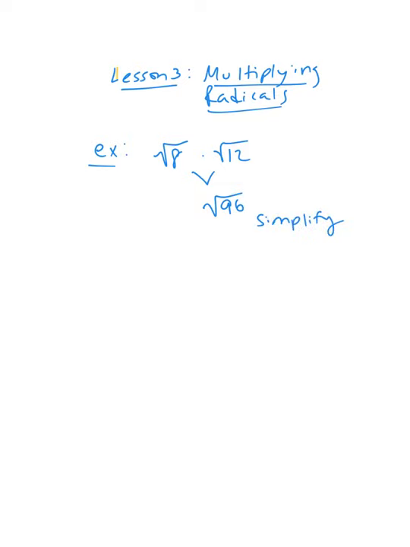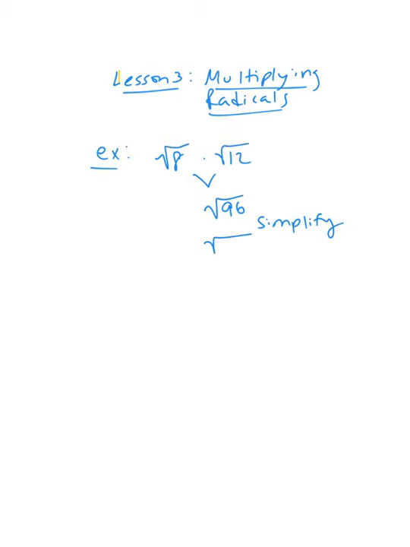16 is a factor of 96. So you would factor that into 16 times 6. And then since 16 is a perfect square, you take its square root and 4 goes on the outside. So 4 radical 6.